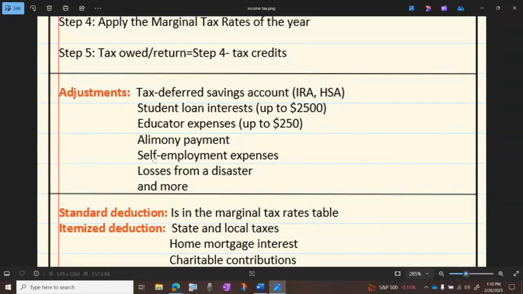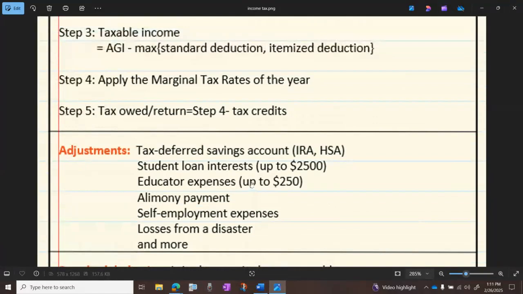But if you are self-employed, your self-employment expenses are counted as adjustments. So you should save the invoices or the receipts. If you put gas in your car and you use your car for your business as a self-employed person, right? Losses from a disaster are counted as adjustments as well, and more. I only have this many items that are adjustments. There are more, but we don't really need to know all of them. Those should be enough, okay? Just remember, those are adjustments.